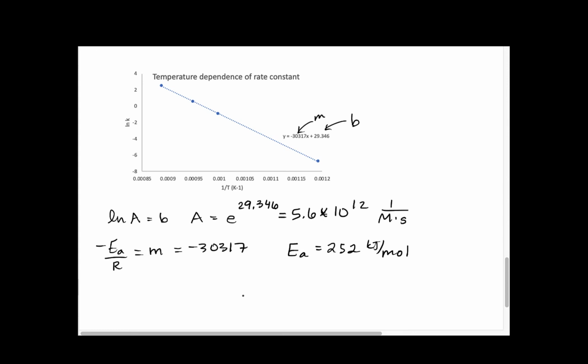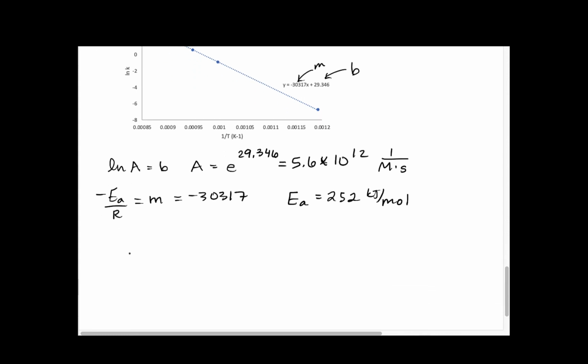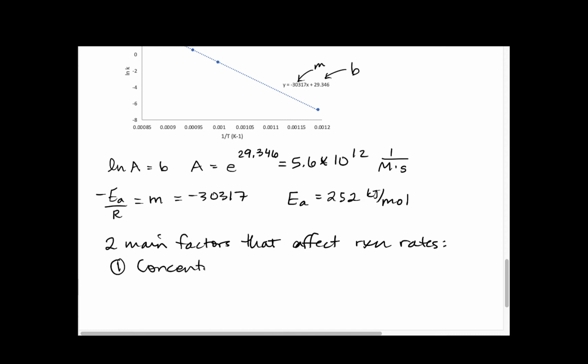When we get to this point, we've talked about collisions. We've talked about the importance of temperature in governing how many collisions are occurring and how we get reaction rate constants out of our equations. And so this is kind of identifying our two main factors that affect reaction rates, just to kind of sum up. And one of them was concentration, and the second one was temperature.